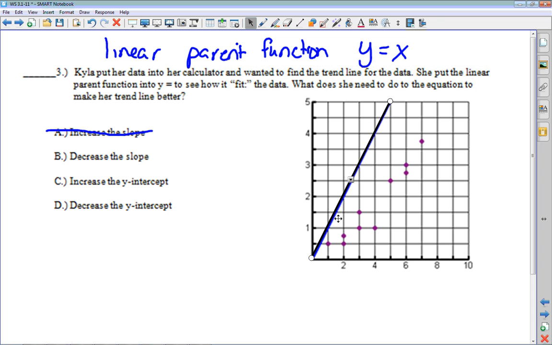This says increase the y-intercept. That means move the y-intercept up. Nope, that's going away from it. So it's not going to be that one. What if I decrease the y-intercept? That still doesn't work very well. I think my best choice right here is to decrease my slope.